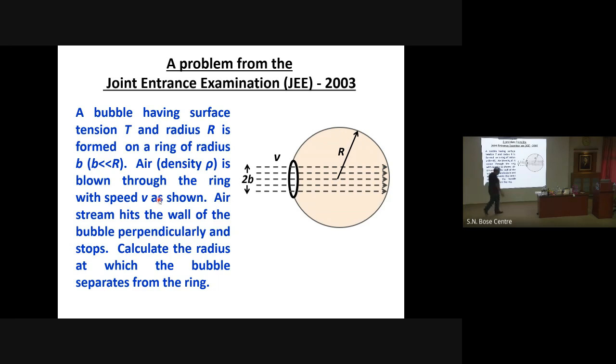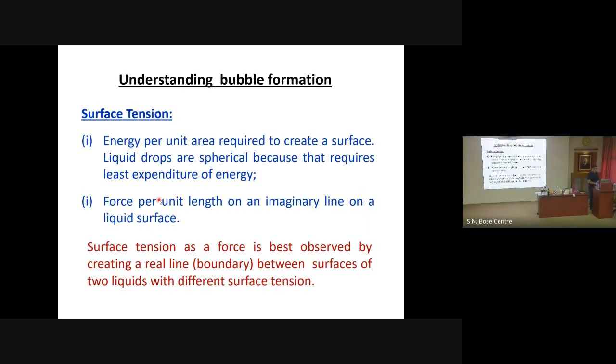I was going to make this paper and I saw some children making it, and I kind of made this problem. How does this happen? A lot of things are at work, and all of this is great stuff. There's surface tension, which is energy per unit area. Energy per unit area required to create a surface.